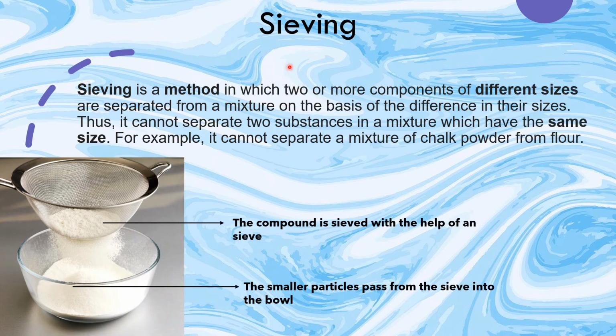So now we'll study sieving. Sieving is a method in which two or more components of different sizes are separated from a mixture on the basis of difference in their size. Thus, it cannot separate two substances in a mixture which have the same size. For example, a mixture of chalk powder and flour cannot be separated by sieving.